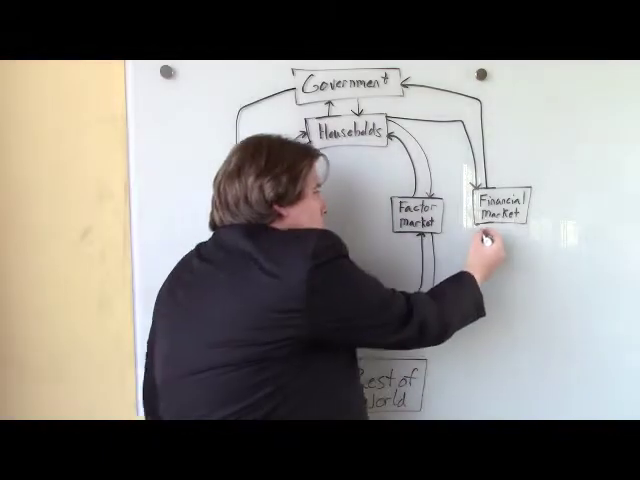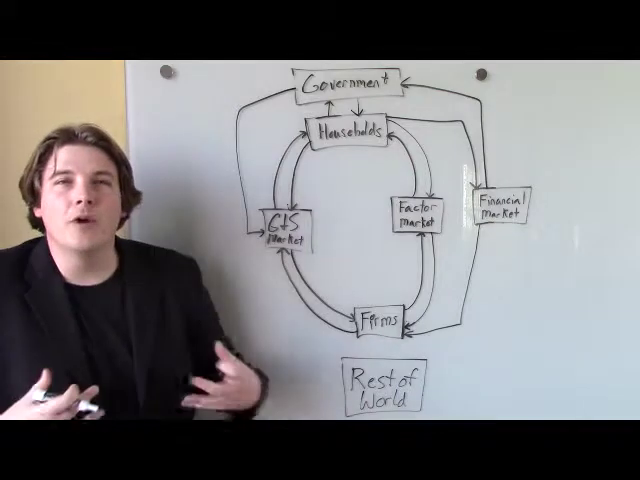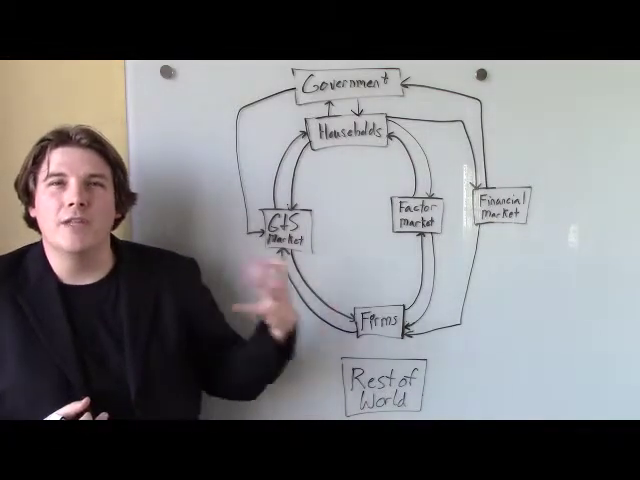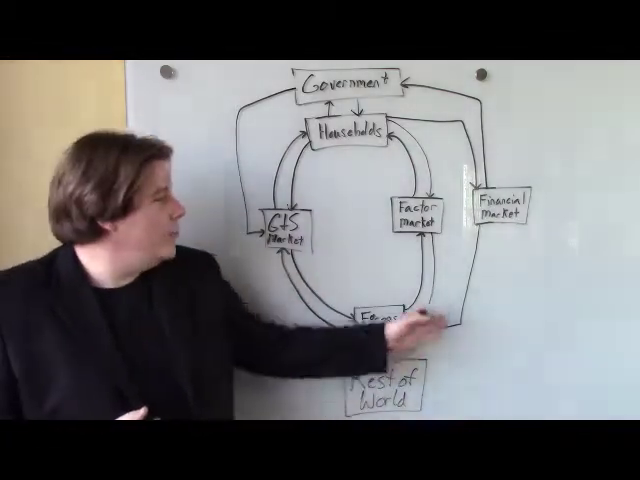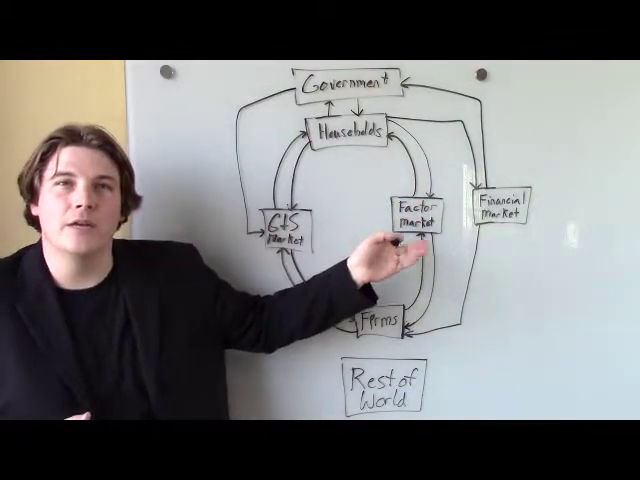Also, financial markets allow for firms to borrow money. So firms borrow money so they can expand, so they can invest in new technologies, and some of that borrowing is going to be the direct result of the savings that households have taken part in.